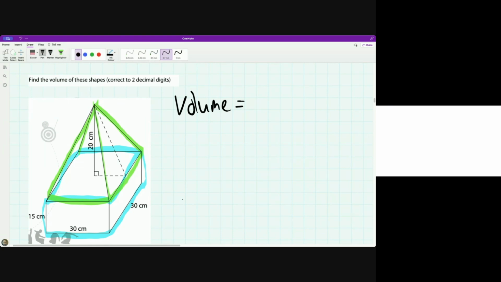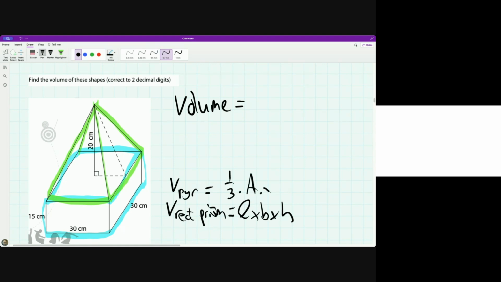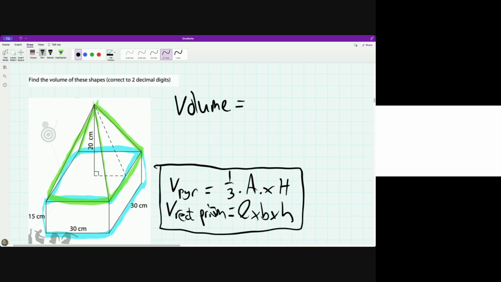I will give you the formulas for the other shapes. So for rectangular prism, they would give you that on the formula sheet. And for the pyramid, they would say volume of a pyramid is 1/3 times area of base times height. So see if you can use that to figure out what the volume is. You are given these two things there.